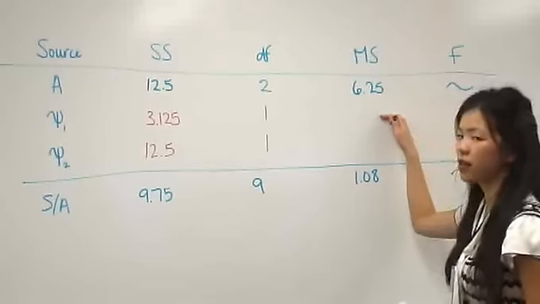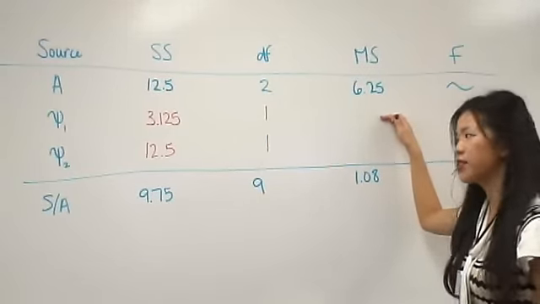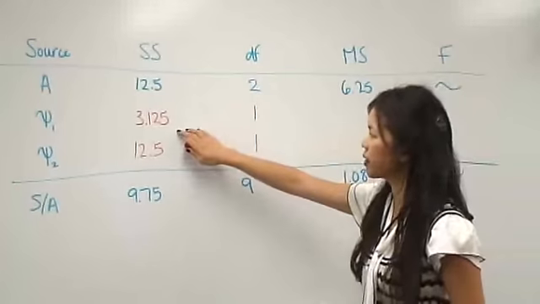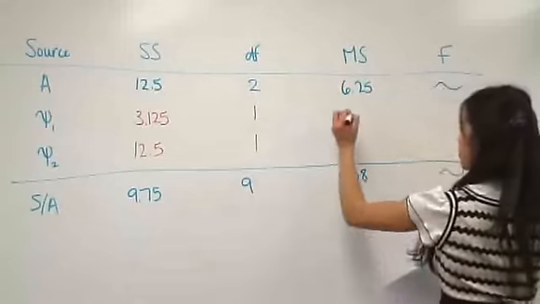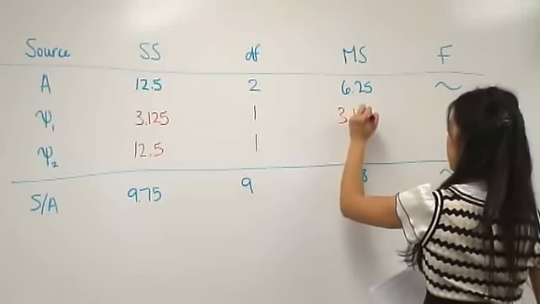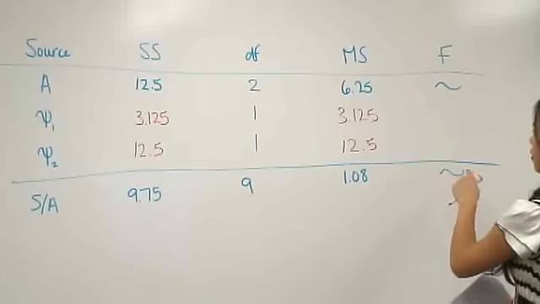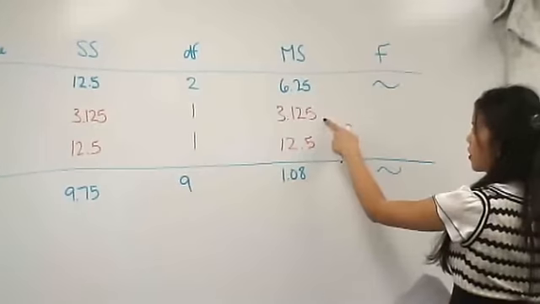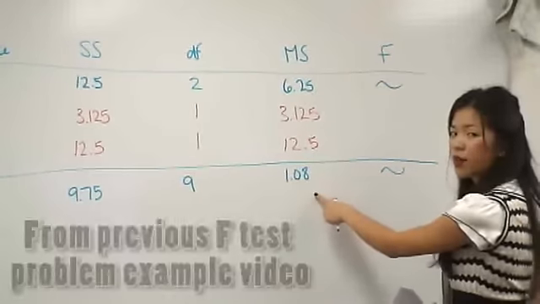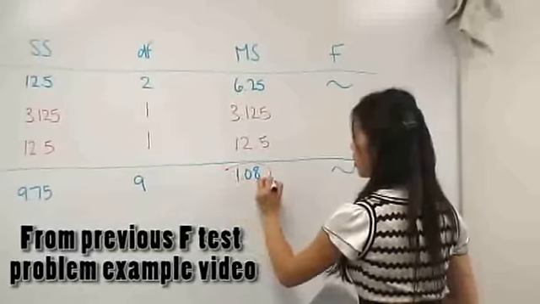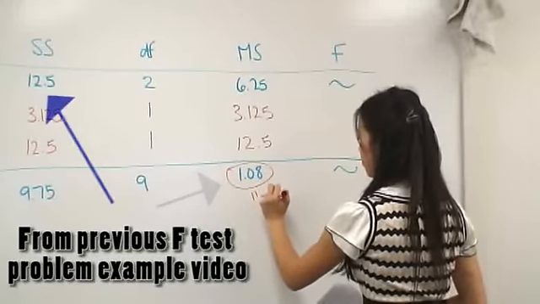Mean squared, which is our true variance estimate, is sum squared divided by degrees of freedom. So it's just going to be the same because I'm dividing by 1. To get my F values, it's just going to be my mean squared divided by my mean squared of the within term, right? This is also called my error term.